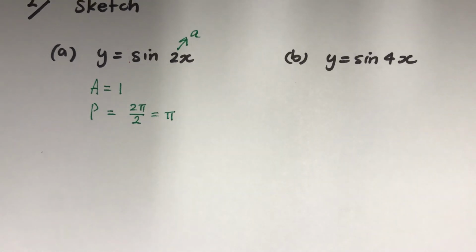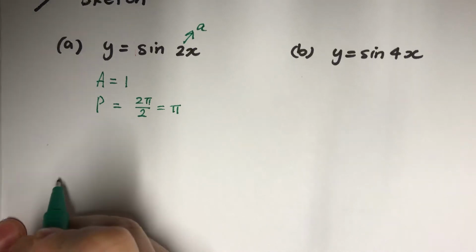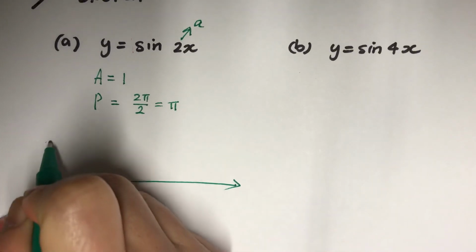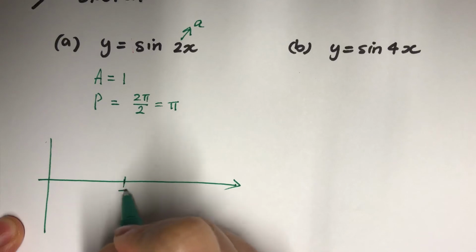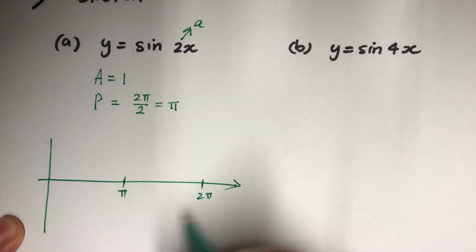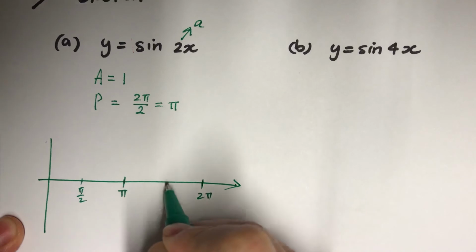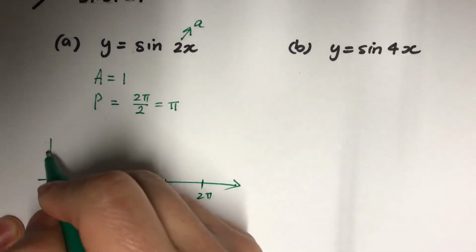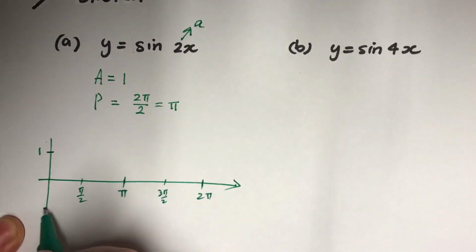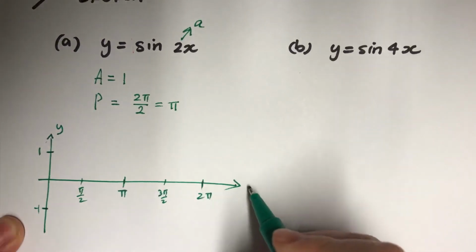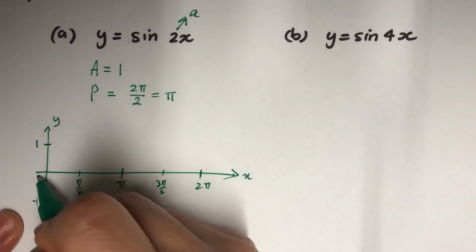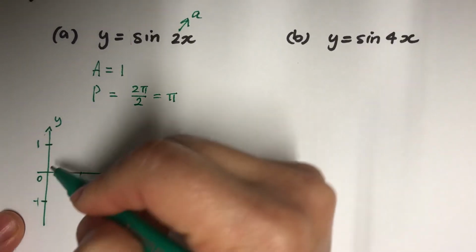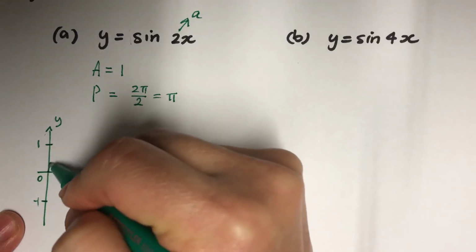So that means the wave's moving fast, isn't it? It's twice as fast if you think about it carefully. So here we go. I'm going to go like that. That's my pi here, that's my 2 pi here, and that's pi over 2. That's 3 pi over 2. So my amplitude is 1 and -1. It hasn't changed. And that's a 0. So I need to quickly go like that.